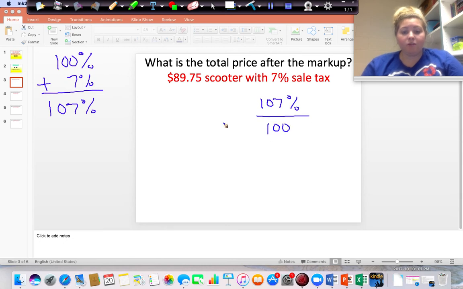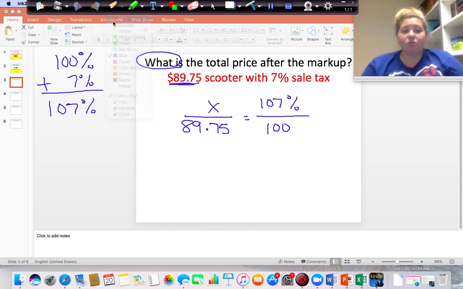100 always goes in the bottom right. Our of is here, 89.75, and we are trying to find our is. It says what is, so that's what we're trying to find. If we are doing discounts, which we'll get to in a minute, you would subtract that from 100%. We'll get to that in a minute though.